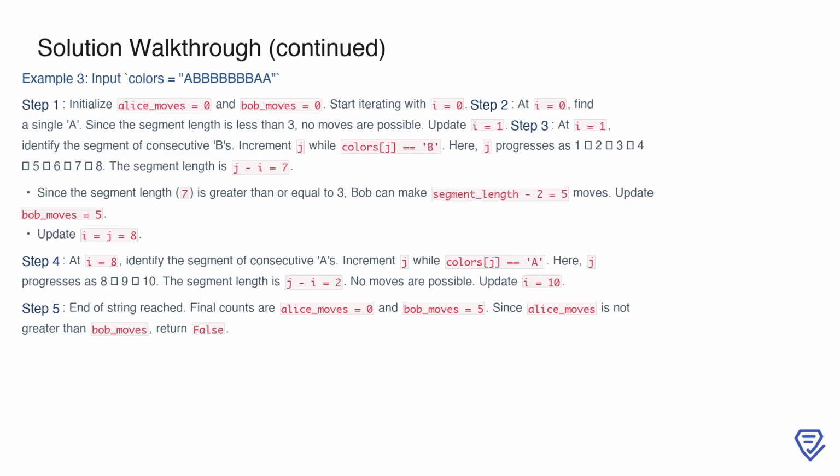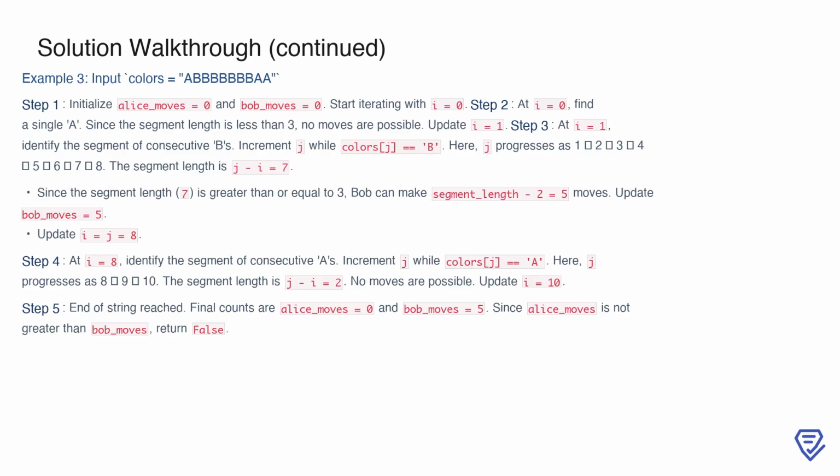Next, for the input colors equals ABBBBBBBAA, we again initialize Alice_moves and Bob_moves to 0 and start iterating at I equals 0. At this index, we find a single A, which has a segment length of less than 3, so no moves can be made, and we increment I to 1. At I equals 1, we find a segment of consecutive B's. As j progresses from 1 to 8, the segment length becomes 7. Since this length is at least 3, Bob can make segment_length minus 2 equals 5 moves. We update Bob_moves to 5 and move I to 8.